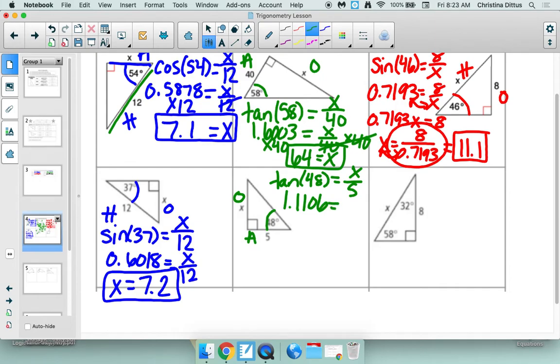1.1106. Is it 5? Did I mess up? No. Okay. It's okay. I got you. Is that x over 5? Times by 5. One decimal spot. 5.6.